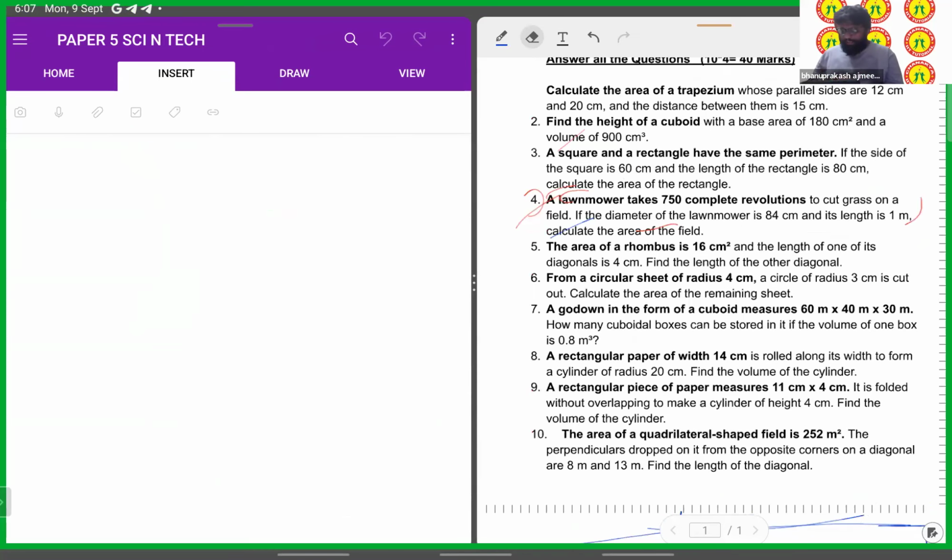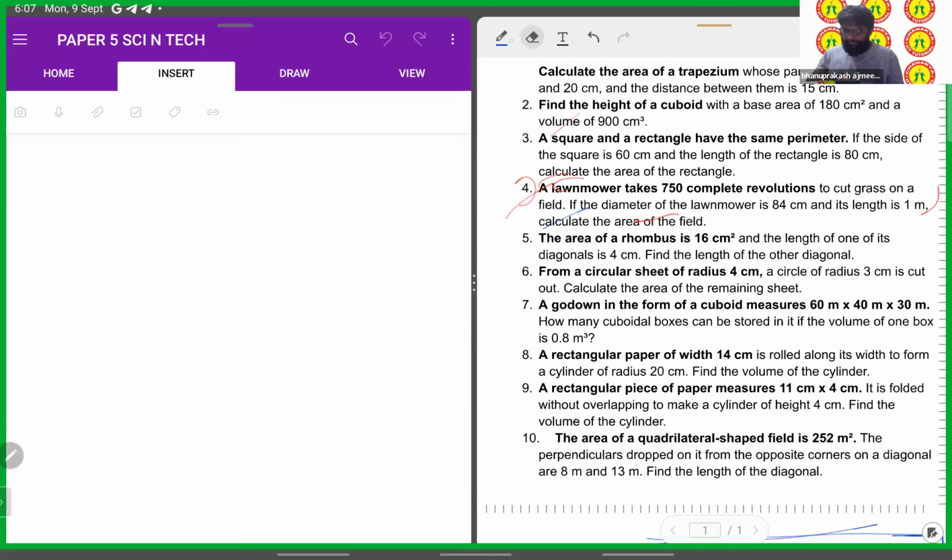So you can see the question, right? It's the ninth question. A rectangular piece of paper measures 11 centimeter into 4 centimeter. Can you see any confusion here? No, sir.